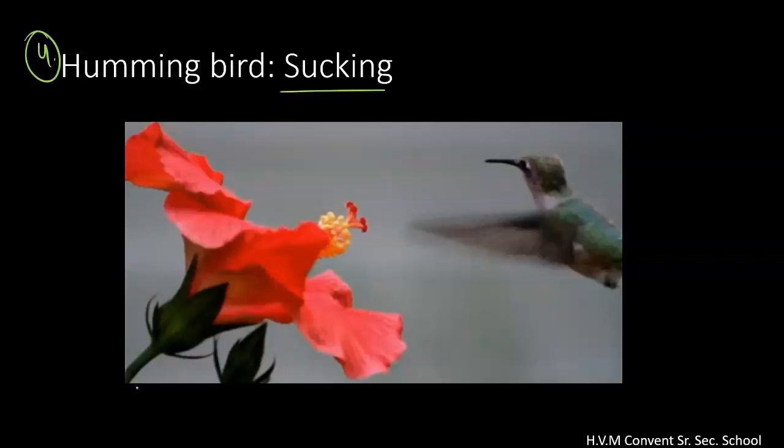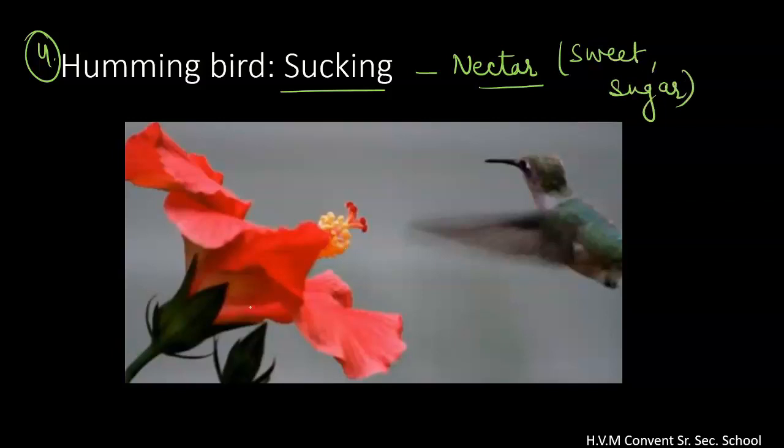It is there in case of hummingbird. So hummingbird, it feeds on the nectar of flowers. So what is nectar? It is basically a sweet sugary substance that is produced at the base of the petal. So it is produced somewhat here in between the petals. So this hummingbird, it sucks the nectar from the petals of the flower.